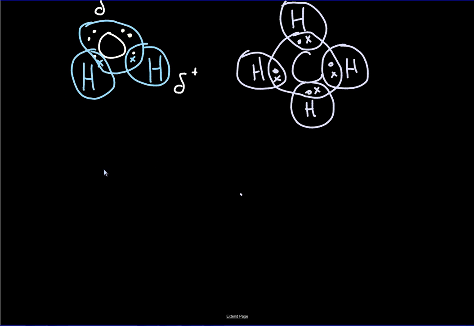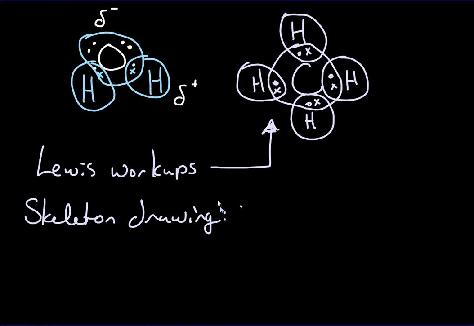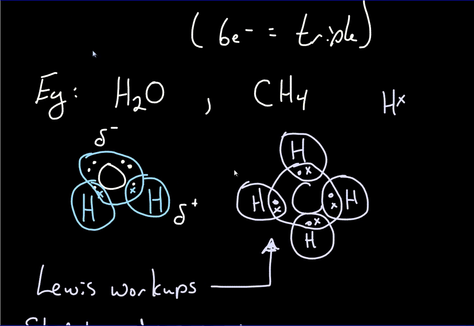This is new stuff. Okay, now let's draw this. What we've been doing, these are called Lewis workups. But it would be kind of annoying to have to do this every time. So there's a simplified version, which is called the skeleton drawing. Yeah, it does sound cool. These, by the way, what are these called? It is water, but what is this way of drawing chemical symbols?